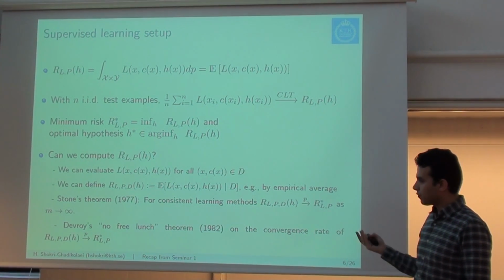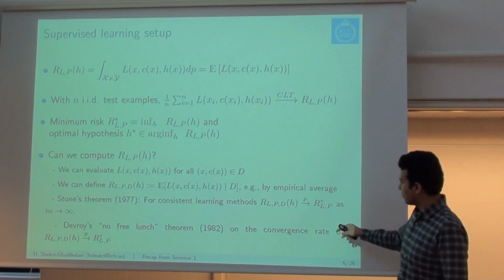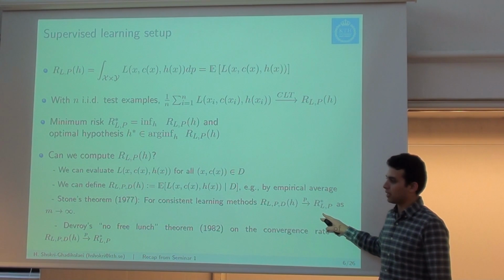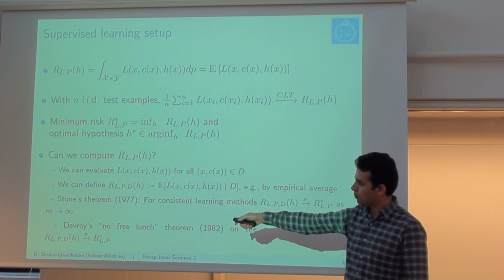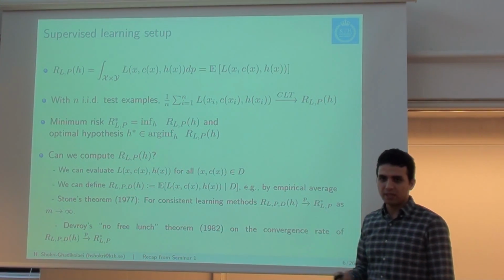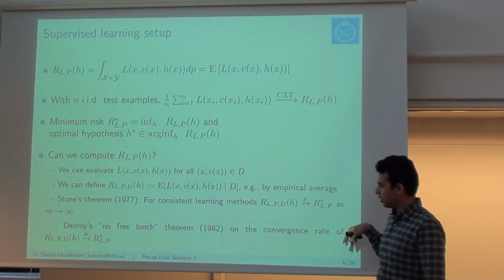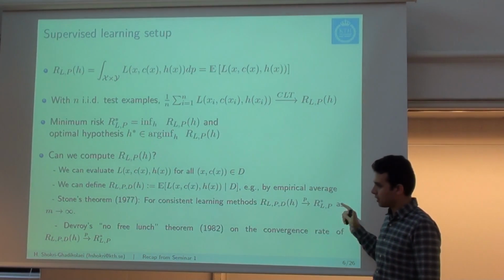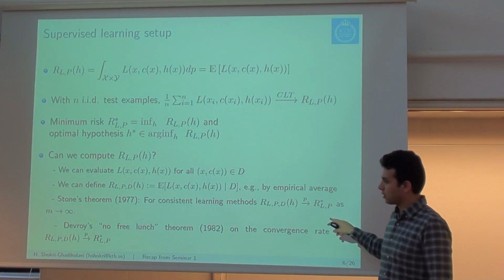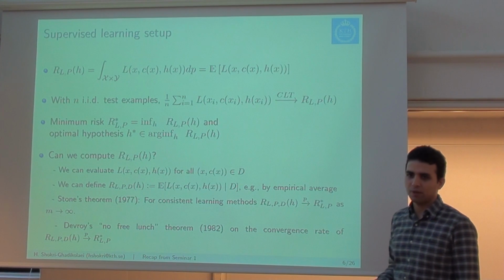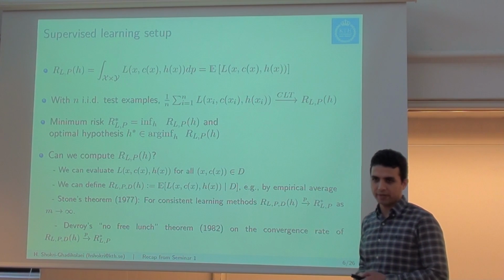And then there was the no free lunch theorem in 1982 that says that, okay, that's a very nice result, but it won't say anything about the convergence rate. It just says that the convergence, as m is the size of the data set, increases, we have this convergence in probability. But the other theorem says that there is no free lunch. So you can converge, but the rate could be arbitrarily small. So you would converge, but you would not be happy with the convergence rate.